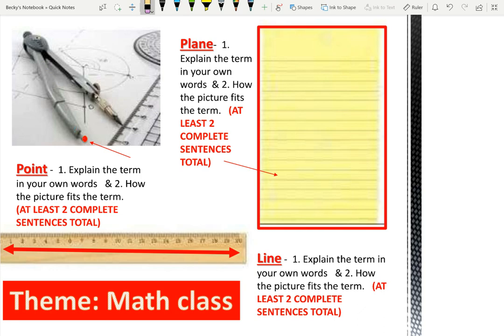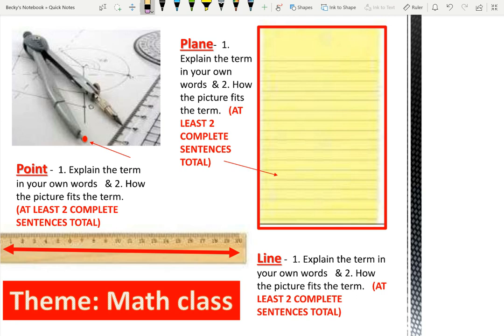So in years past, a lot of people maybe chose basketball. So what could be the plane? Well, that could be the floor, right? The gym floor. What could be a line? Well, there's lots of lines on the floor. You can choose that. And a point. Again, there's lots of choices, but the easiest to me, because it's a circle, is the ball.